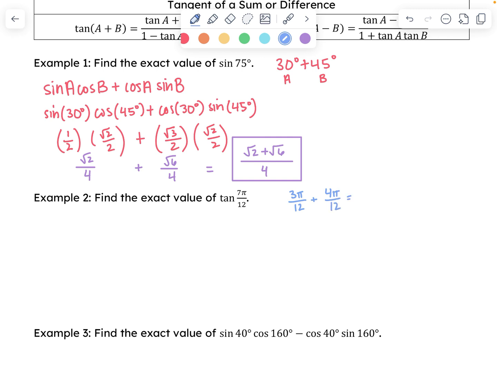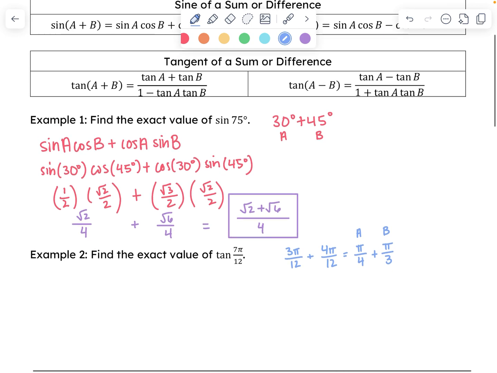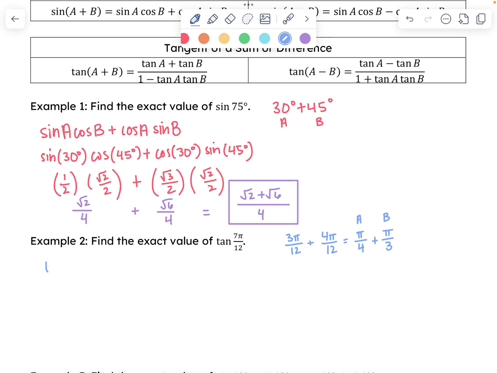3 pi over 12 is going to simplify down to pi over 4. And 4 pi over 12 is going to simplify down to pi over 3. And both of those are on my unit circle. That can be my A and my B. And I'm looking at tangent of A plus B, so I'm going to do the sum identity up here. That's going to be tangent of A plus tangent of B over 1 minus tangent A tangent B.